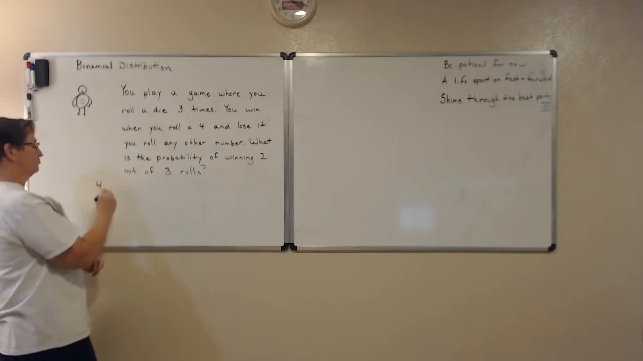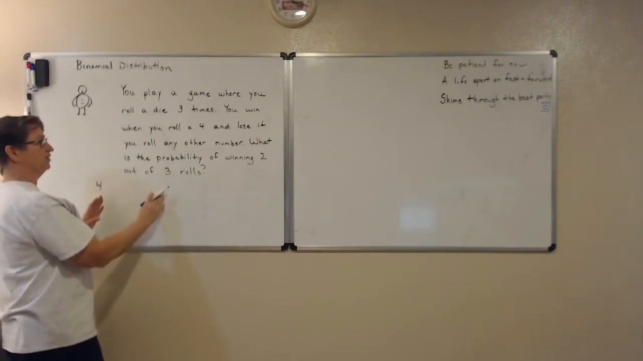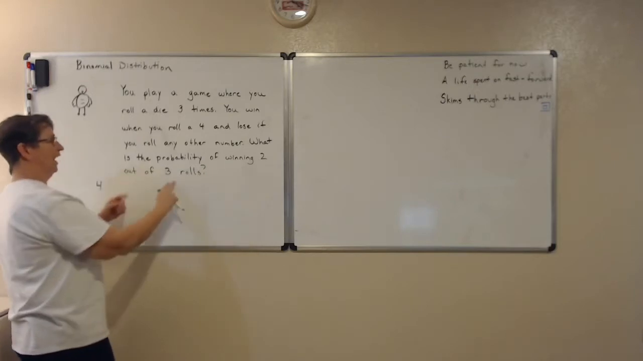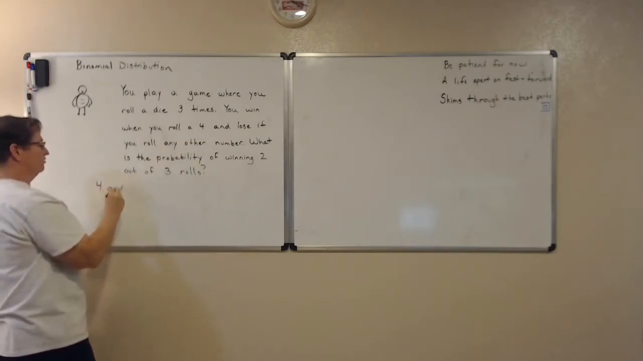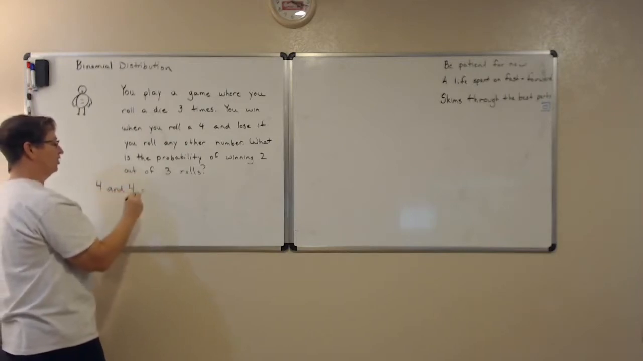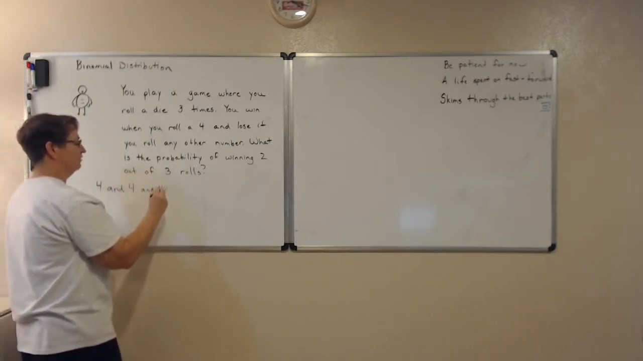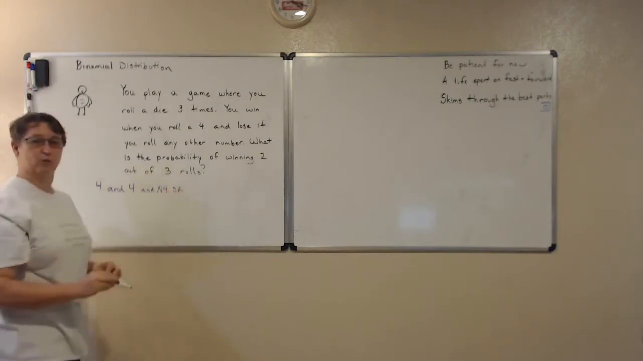If I'm rolling the dice 3 times, I'm going to have 3 entries. And I want to win 2 out of the 3 rolls. Well, that means 2 of my rolls need to be that 4. So Lily's got it here, 4 and not 4. Or, that was one of the ways.